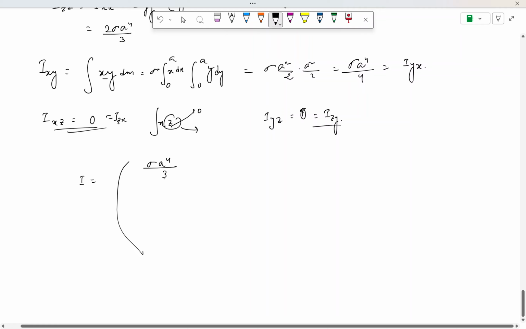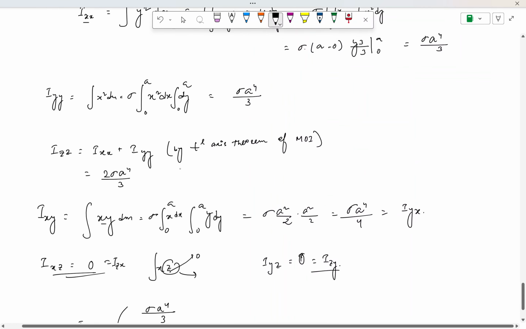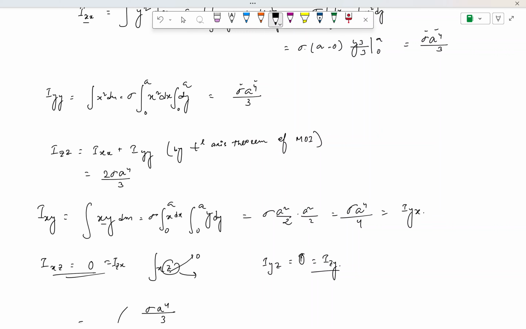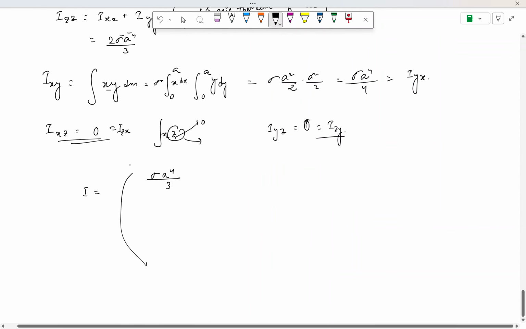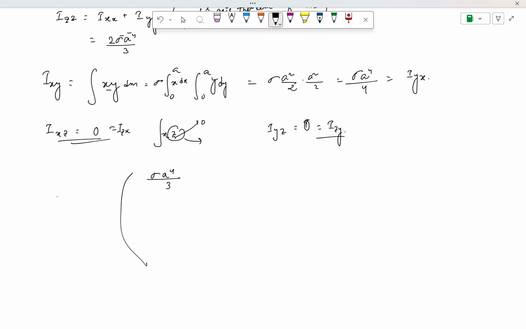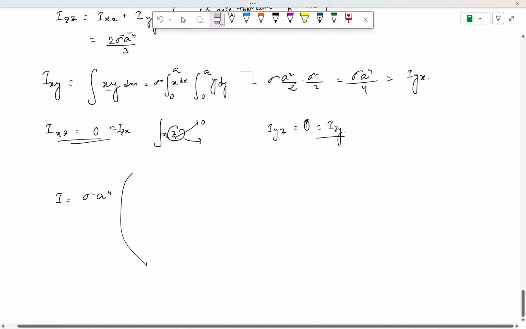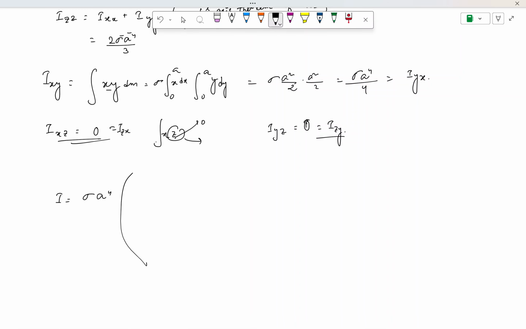Now, if you notice that each of these terms in the moment of inertia tensor has this term common as sigma a to the power 4. All of these terms have them. So, to simplify our problem, we can take sigma a to the power 4 as a common factor outside the matrix, and then only the numerical terms will be inside, because sigma a to the power 4 is common to all. So, if that is done, then Ixx only has the coefficient of sigma a to the power 4 as 1/3.